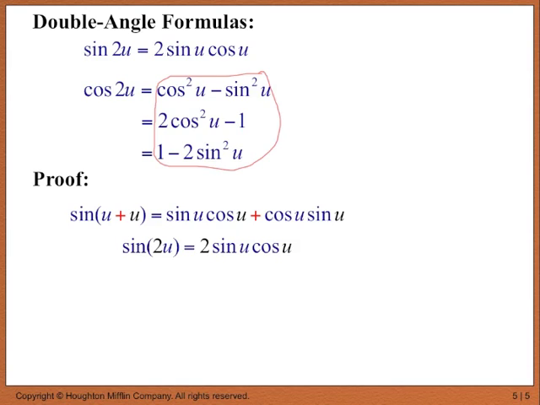Notice here that sine u cos u is not in the same order as cos u sine u, but since multiplication is commutative, it doesn't matter. So we end up with 2 sine u cos u.